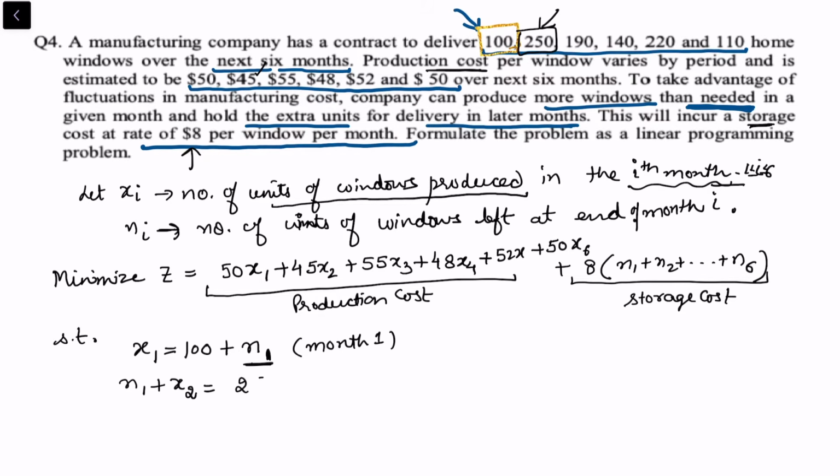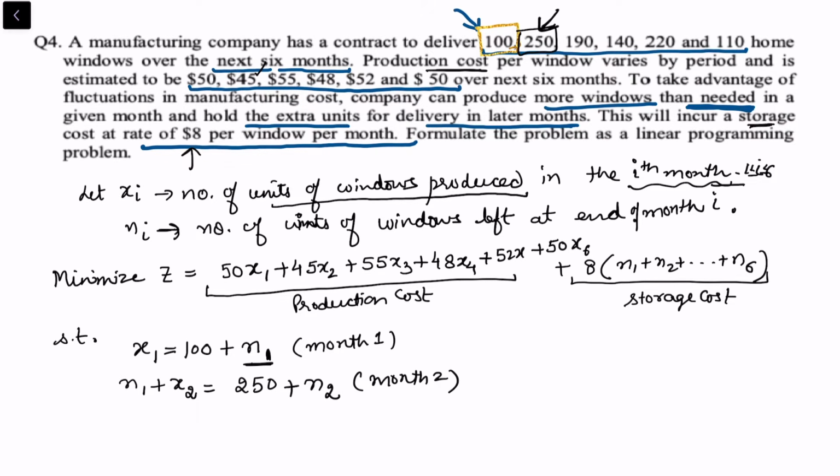This should be 250 because that's how many windows we need to deliver, which is here 250. Plus, if some windows are remaining from here, the total. So if this number N1 plus X2 exceeds 250, then that excess will be denoted by N2, and these N2 windows we will carry to the next month. So this will be for month 2.